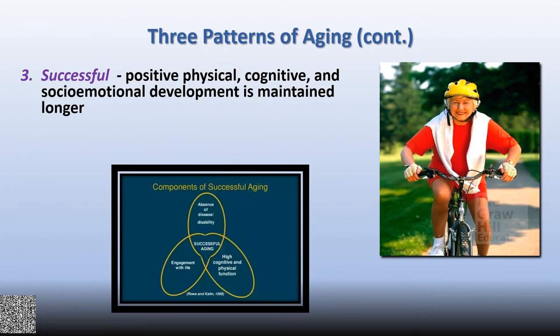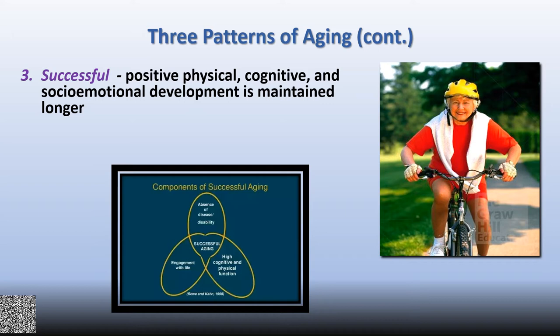So then the flip of pathological aging would be what is referred to as successful aging, right? Which is kind of self-explanatory. It's when there's a combination of positive physical, cognitive, and social-emotional development that is maintained longer. I thought this was interesting. This was by Rowe and Kahn back in 1998. It's an older model, but it's simple, and it's also interesting.